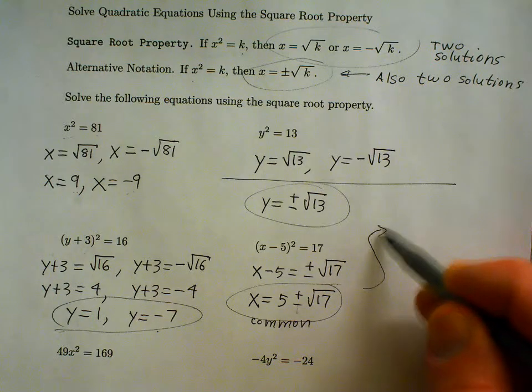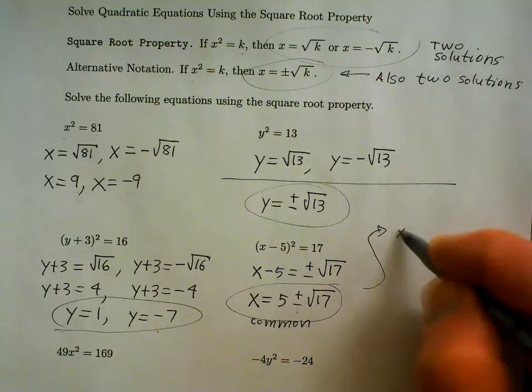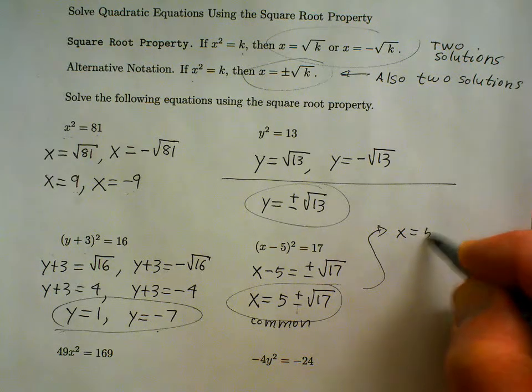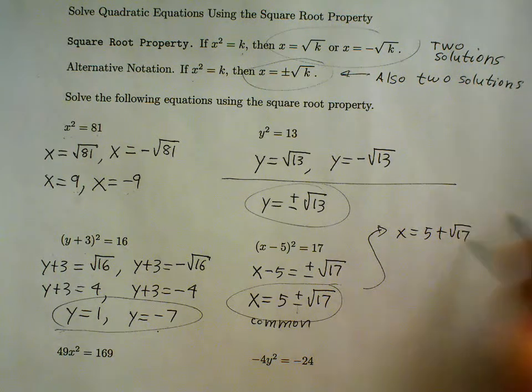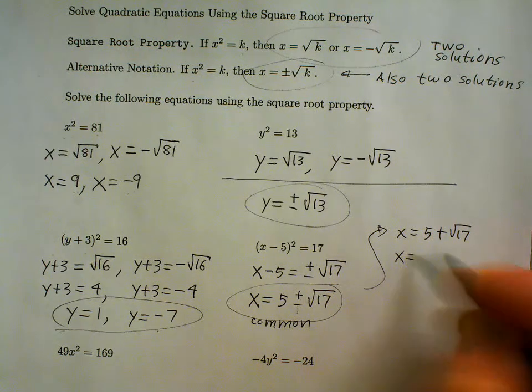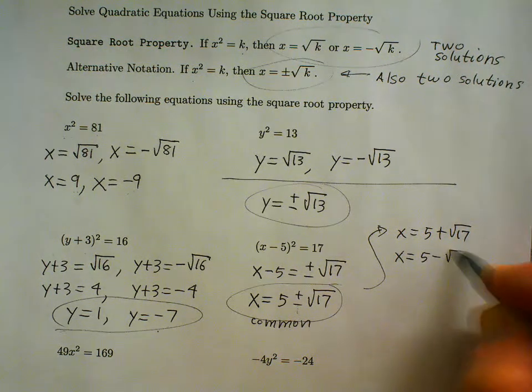You can write the solutions separately. One solution is x equals 5 plus the square root of 17. The other one is x equals 5 minus the square root of 17.